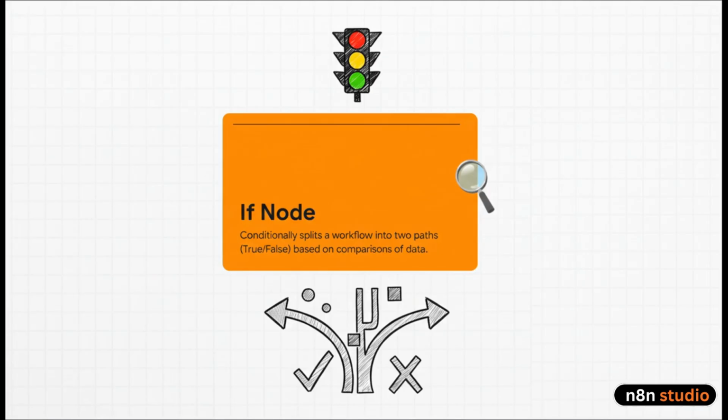So what is this thing really? Well, the if node is basically a traffic cop for your data. If you're a programmer, you'll know this immediately. It's just a classic if-then-else statement. It looks at every piece of data that comes through and asks a question based on rules that you set. If the data meets your condition, the answer is yes, and it gets sent down the true path. If the answer is no, it goes down the false path. It's that simple, but it is so, so powerful.